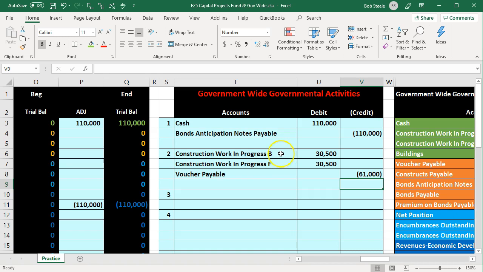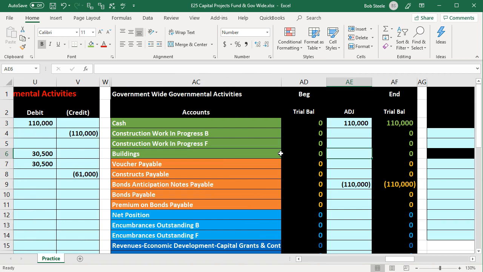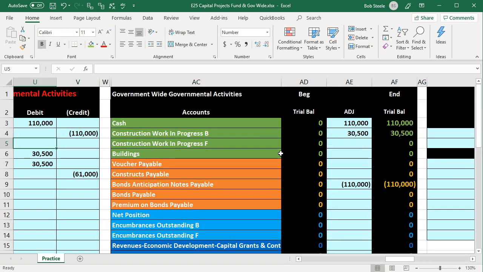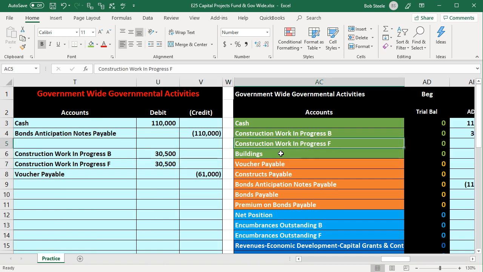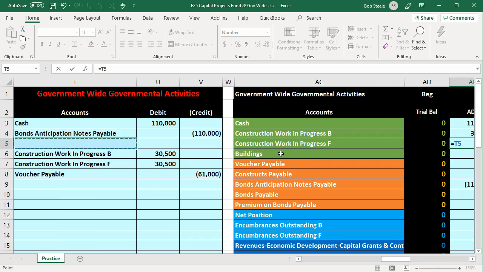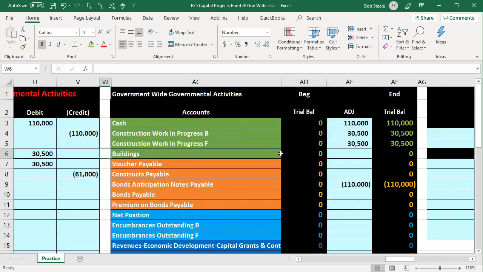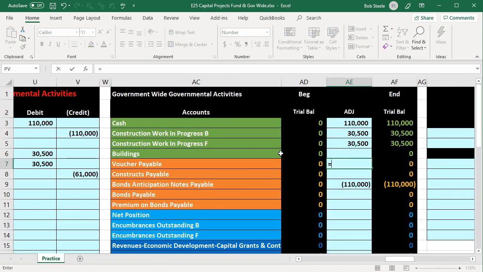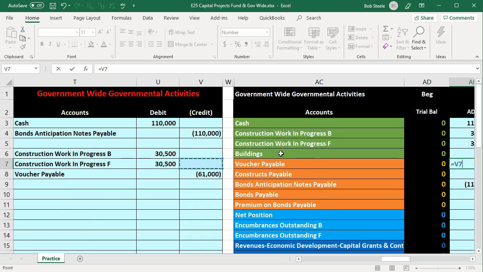Now we can go ahead and post this out. So we got the construction work in process for B. Scrolling back over, there's the construction work in process. We are in cell AE4 equals, and we're going to pick up that $30,500. And then we have for F, and that's going to be in cell AE5 equals. Scrolling back over, and that's going to be the $30,500. And then we want the voucher payable, the liability. So voucher payables up top in AE7 equals, and we're going to scroll over that 61,000.